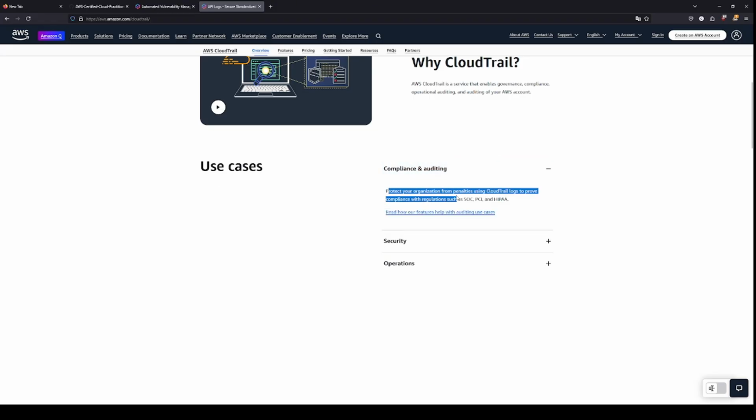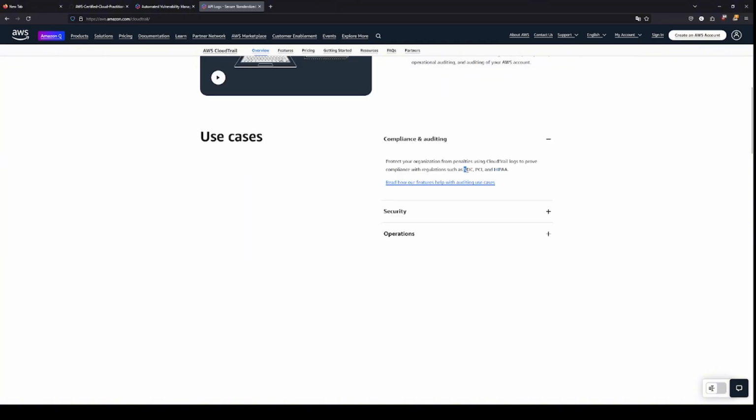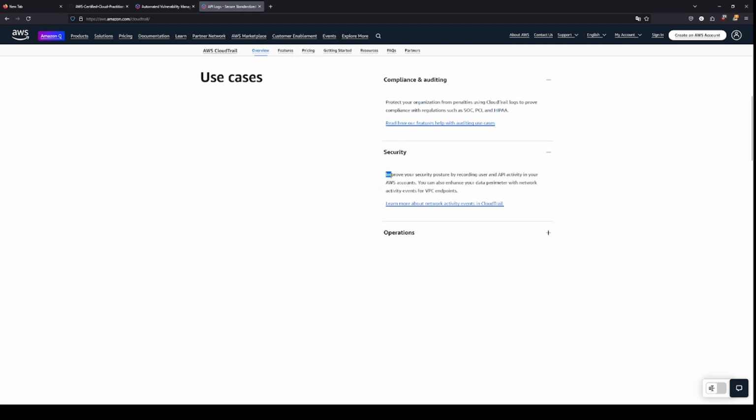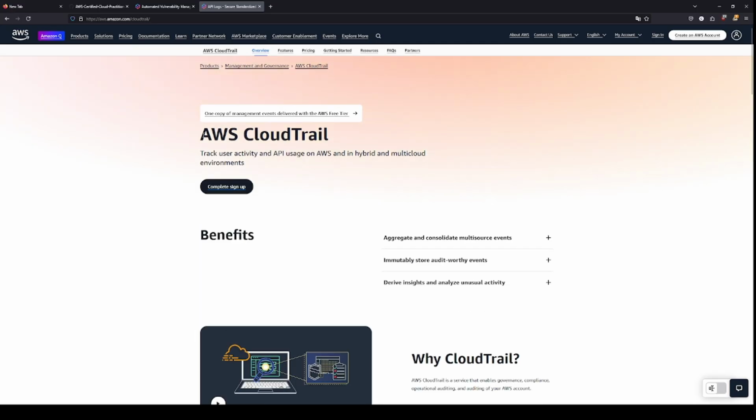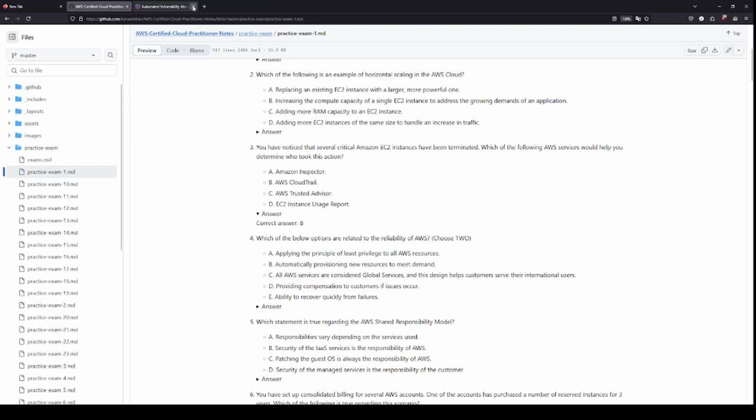So protect your organization from penalties using CloudTrail logs to prove compliance with regulations such as SOC, PCI, and HIPAA. I'm not sure what SOC is, but PCI is personal customer information. HIPAA is health-related stuff. Security. So you can improve your security posture by recording user and API activity in your AWS accounts. You can also enhance your data perimeter with network activity events for VPC endpoints. So that's great. So this is your all-in-one auditing tool, just so we're aware.